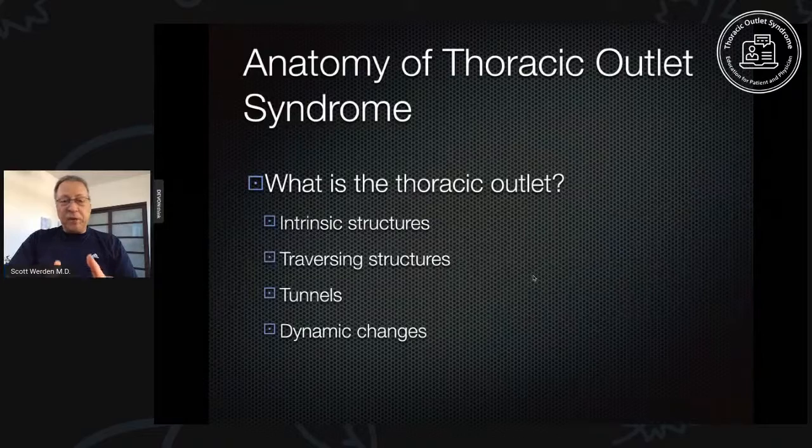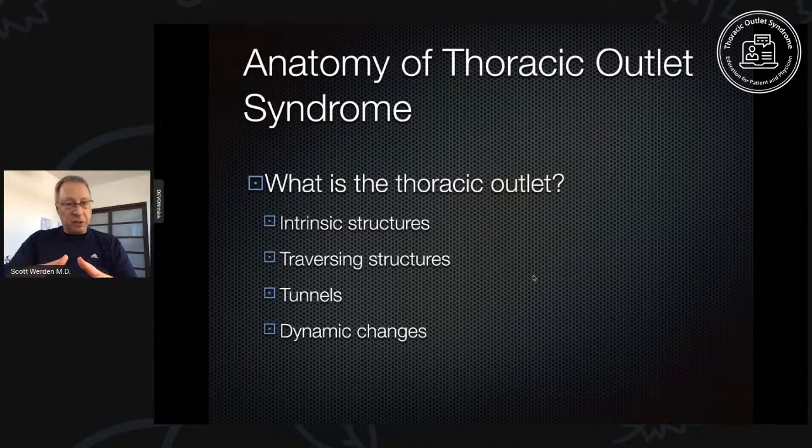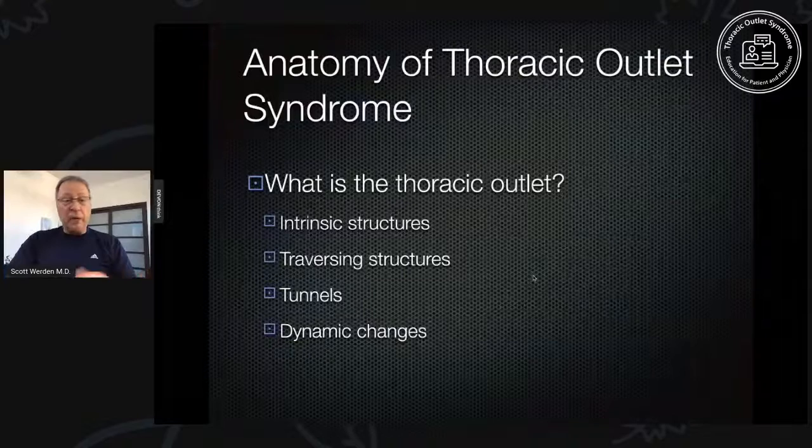Then we'll talk about the tunnels that have been classically described. The traversing structures normally pass through a series of tunnels to get from the neck and chest through the thoracic outlet and into the arm. So those tunnels all have names. We'll talk about those. And we'll touch briefly on the dynamic changes that occur in the thoracic outlet that really don't occur anywhere else in the body.